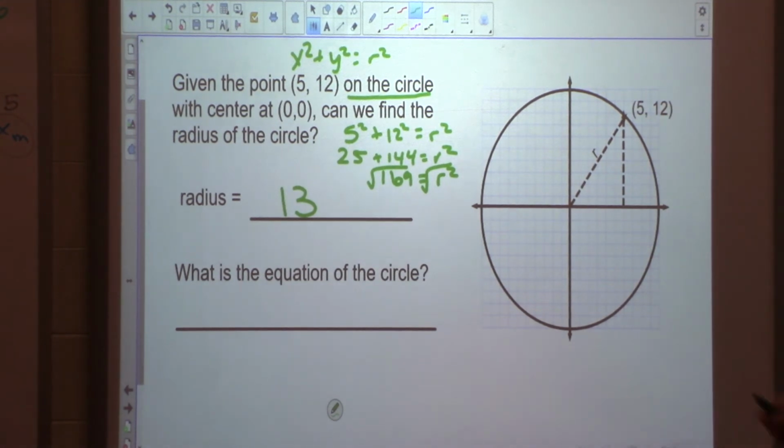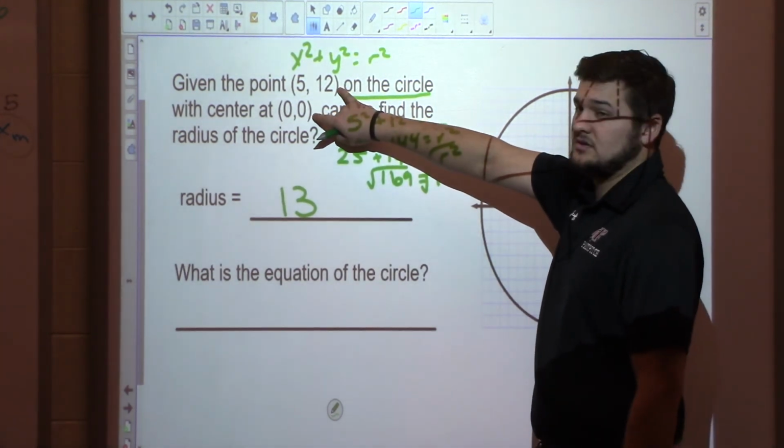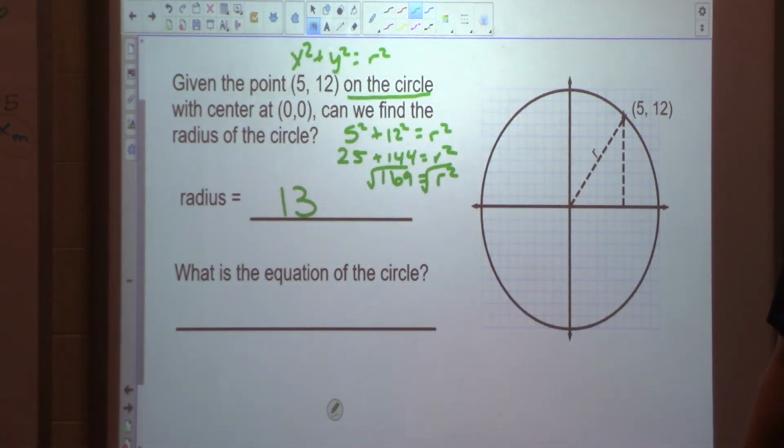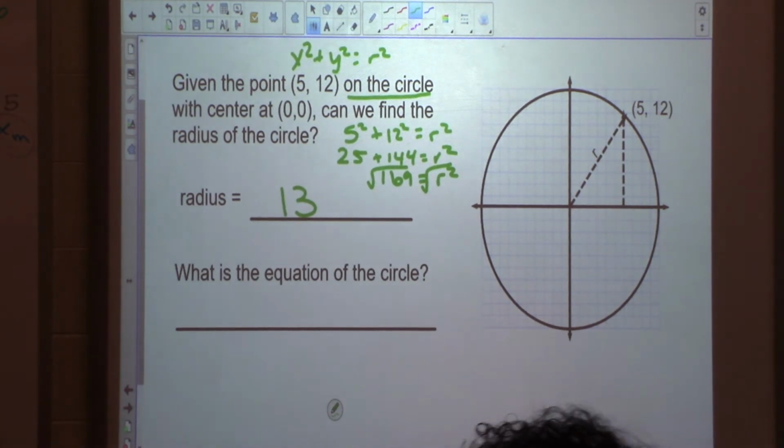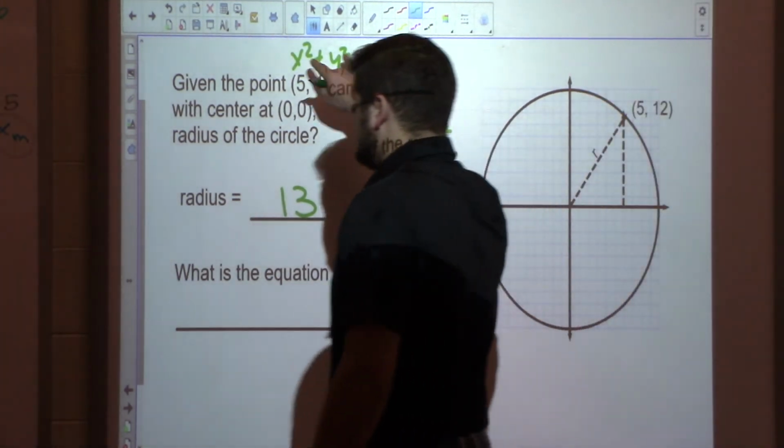If I'm given 2 points, what's the formula? What's that called? The distance formula, right? If you want to use distance formula, you can. You have a center and you have a point on the circle. Distance will give you the radius. Or you can use the formula we found up here.